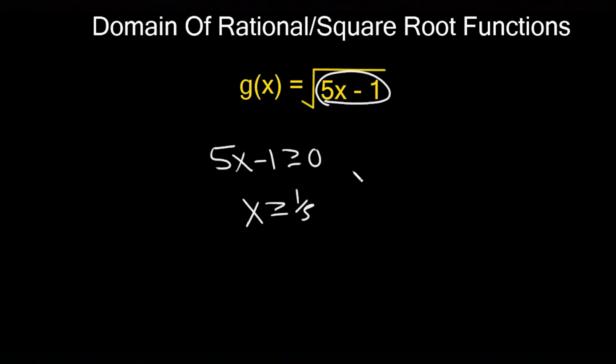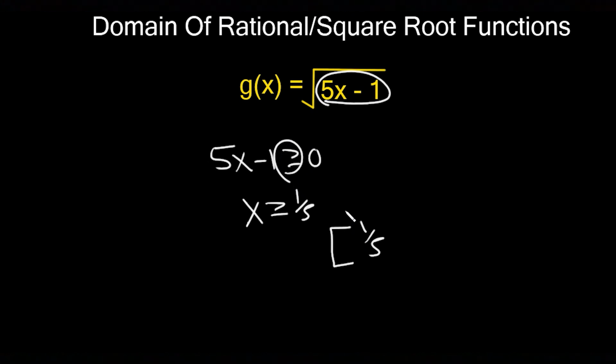That's my domain. You could literally leave it just like that. X has to be greater than or equal to 1/5. And so putting this in interval notation, I'm going to use a bracket here, and I'm going to start at 1/5. I'm using a bracket because I can be on 1/5. Because look, it's equal to. I can see that right here, greater than or equal to.